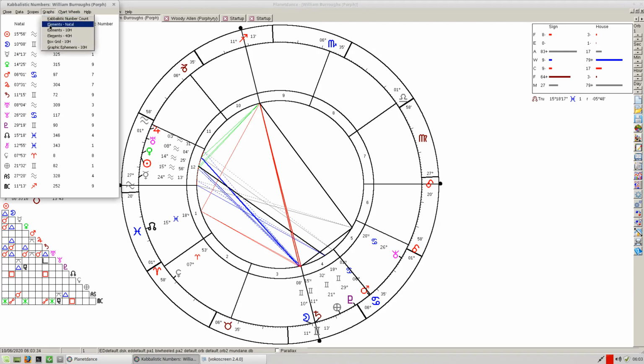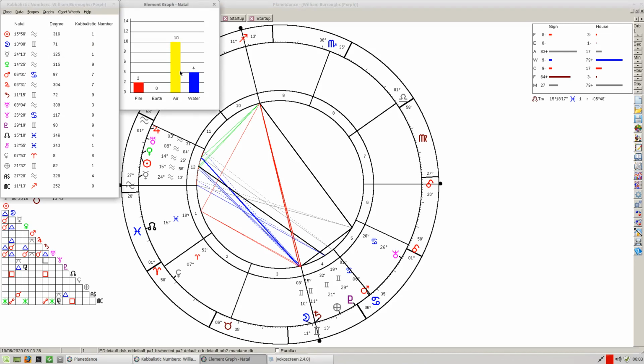You can look also at the elements. So Burroughs, with a lot of planets, in fact most planets in Gemini and Aquarius, has a heavy emphasis in the natal chart in air.